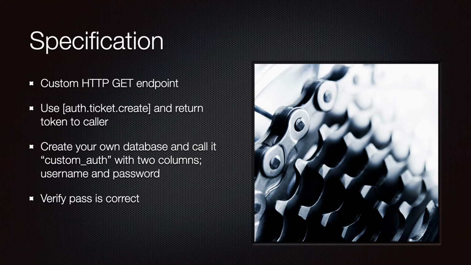Now, a piece of advice is to use the documentation, and this exercise requires that you first of all remember how to create an HTTP GET endpoint. Second of all, you're going to have to remember how to visually design a database and add fields to it. Third of all, you're going to have to remember how to use the auth.ticket.create to create a JWT token. You don't have to do roles lookup.